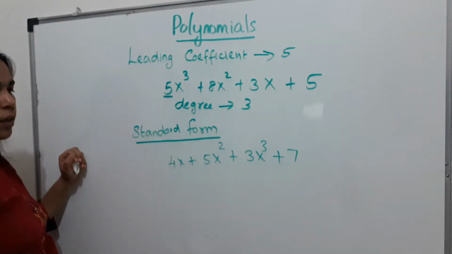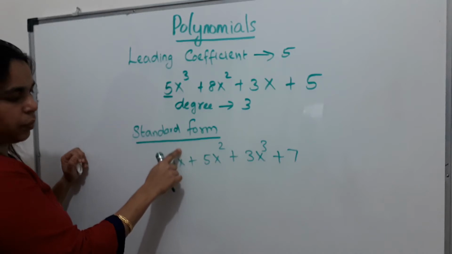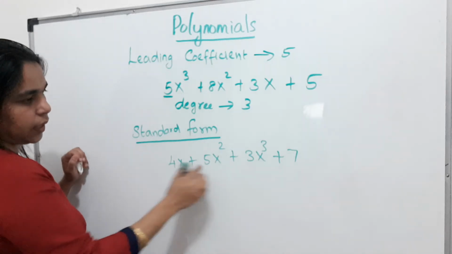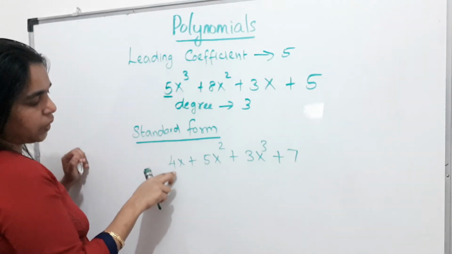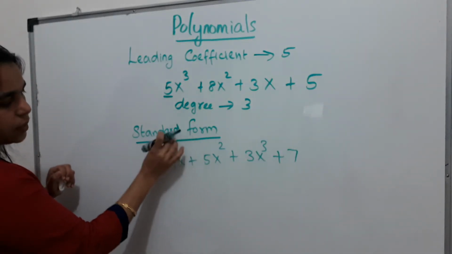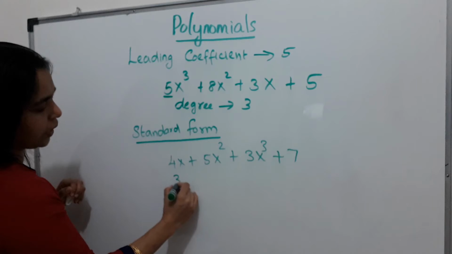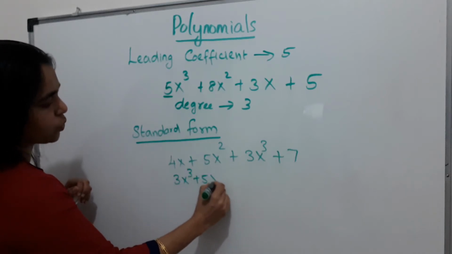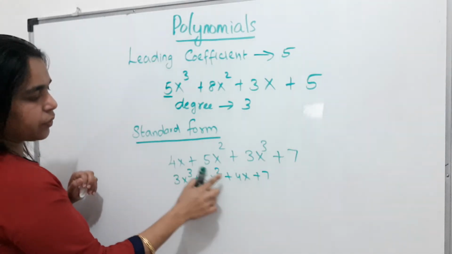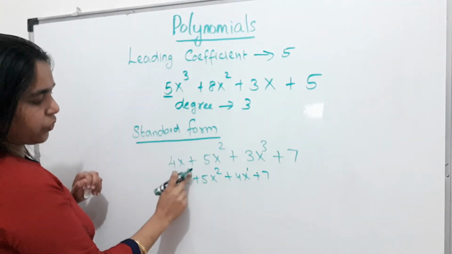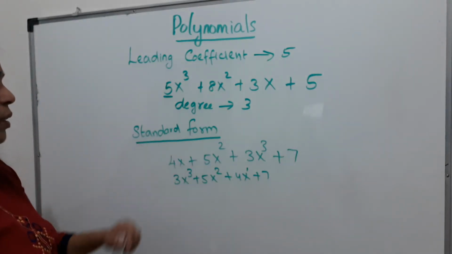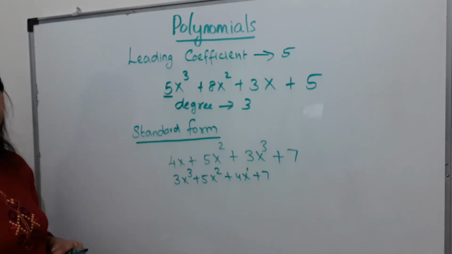This is not in standard form, because see here the powers are 1, 2 and 3, and here it is 0, so there is nothing here. So it's not in standard form. You can rewrite this in standard form like this: 3x cubed plus 5x squared plus 4x plus 1. Now see, the powers are in decreasing order: 3, 2, 1 and 0. This is how you can write a polynomial in standard form.